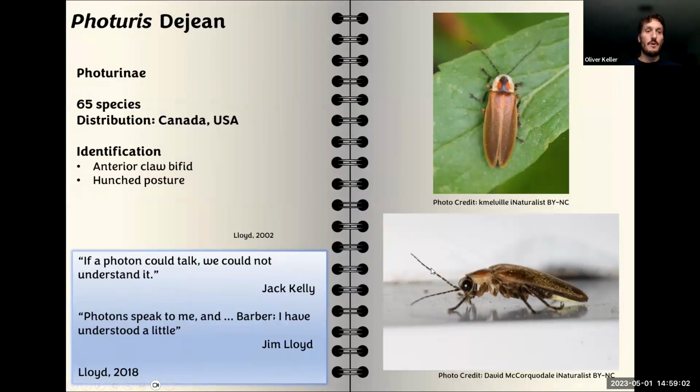Now we come to the genus Photuris. This one has 65 species alone in Canada and the US, and a lot more throughout Central and South America.